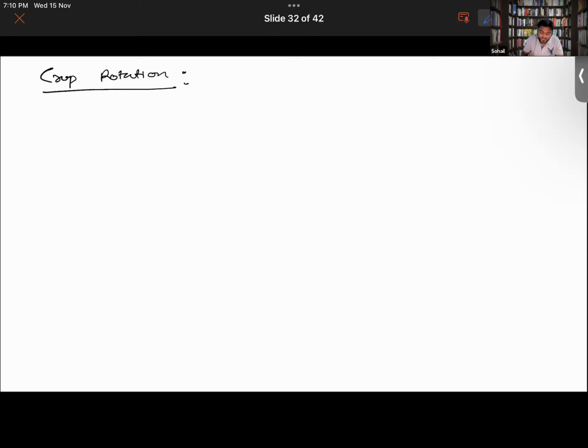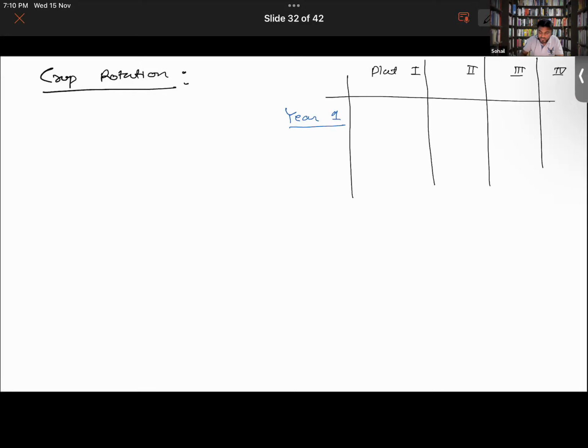What do I mean? For example, for year one, let's say I have different plots of land: plot 1, plot 2, plot 3, plot 4. For the first year on plot number 1, I am growing a non-leguminous plant. It does not consist of rhizobium bacteria. Suppose in plot number 2, for the same year, I am growing cowpea, and cowpea is a leguminous plant.